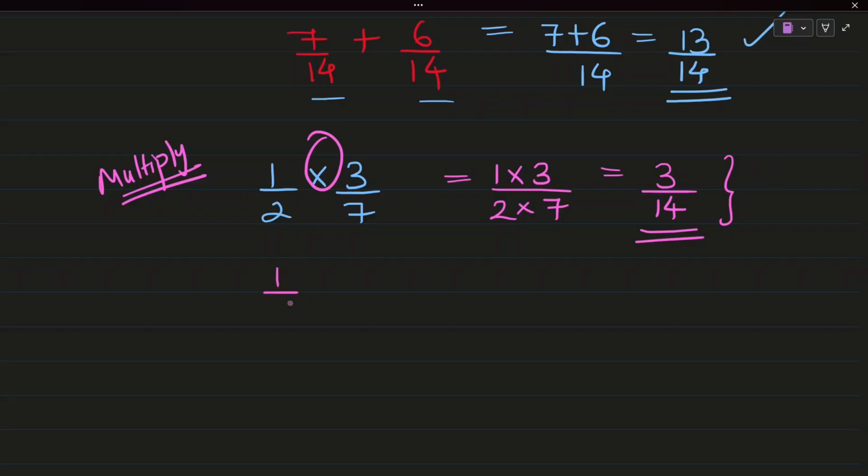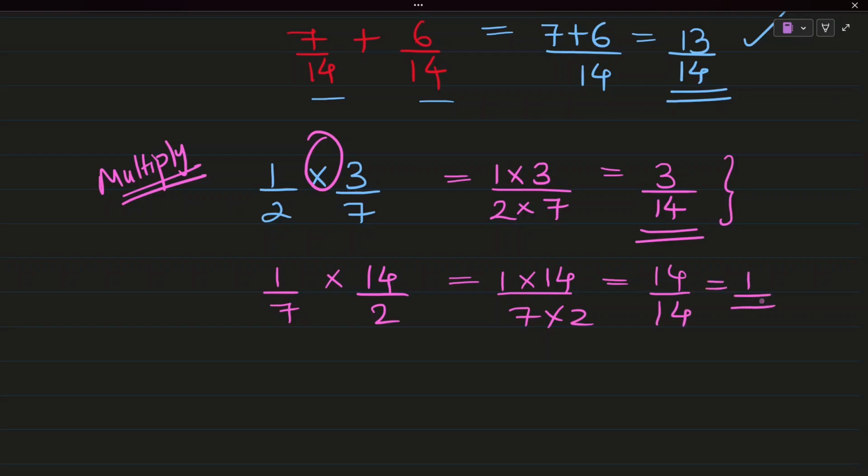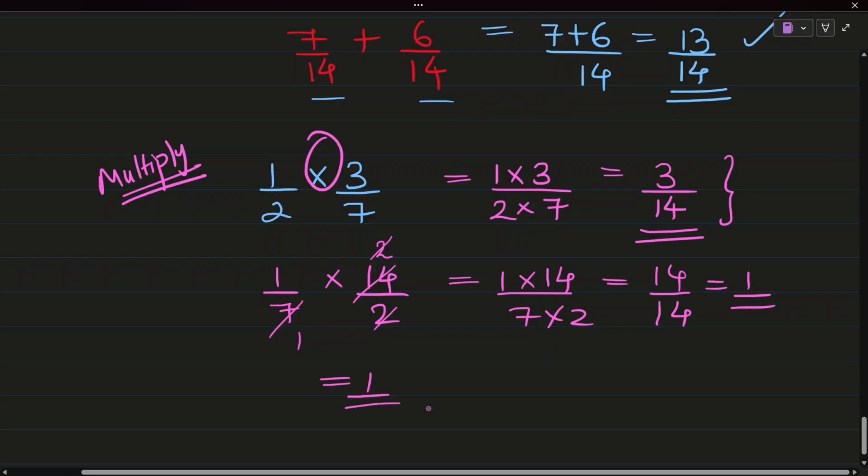On the other hand, when you have 1 by 7 multiplied by 14 by 2, here you can see 1 times 14 divided by 7 times 2 is equal to 14 by 14, which is equal to 1 by 1 or 1. Otherwise, you can in one step itself cancel these two terms from the numerator and denominator. 7 times 1 is 7, 7 times 2 is 14. 2 and 2 will get cancelled, so the final answer is going to be 1.